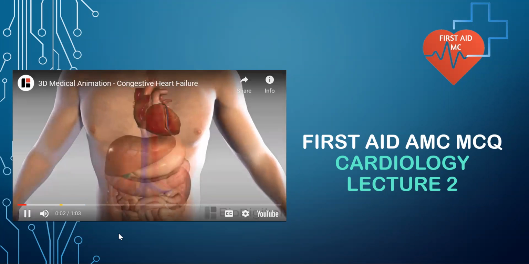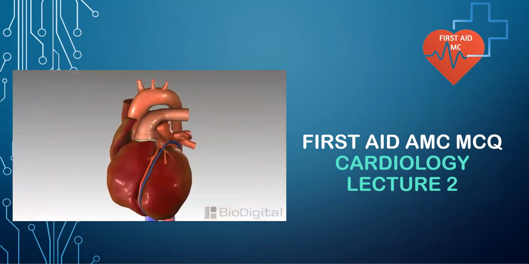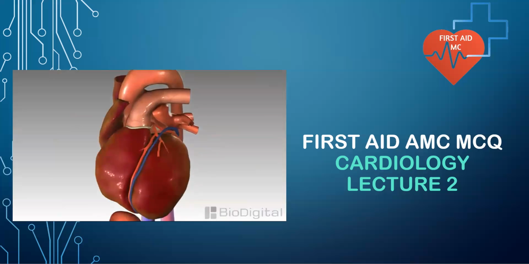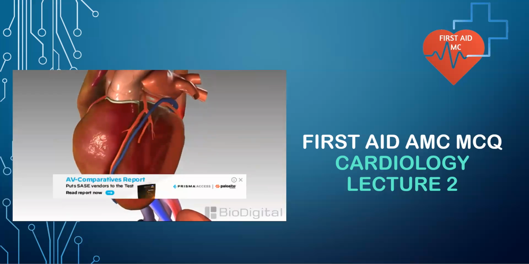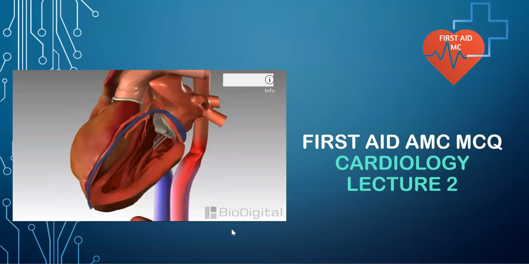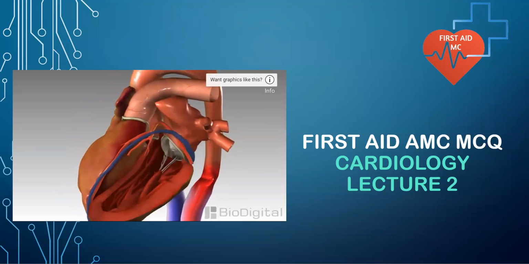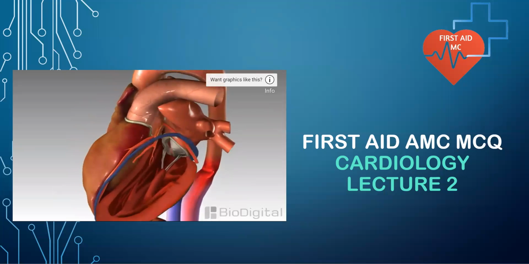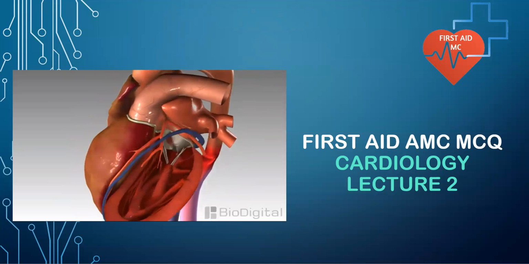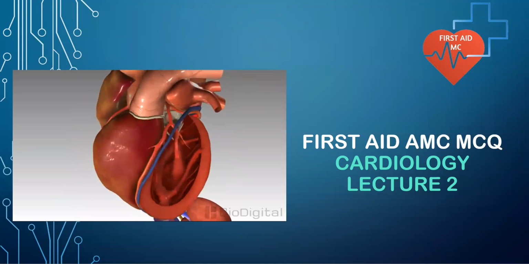A healthy heart, as seen here, beats approximately 60 to 100 times a minute, providing oxygen-rich blood to the rest of the body. The lower left chamber of the heart, called the left ventricle, is the main pumping chamber. There are many different conditions that can lead to congestive heart failure, including a prior heart attack, high blood pressure, and coronary artery disease.